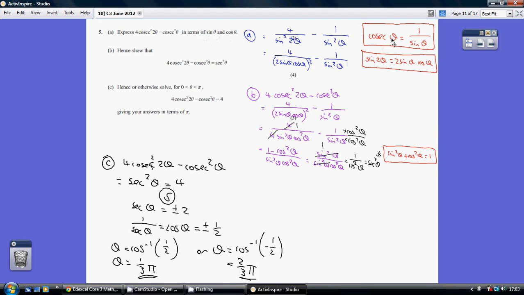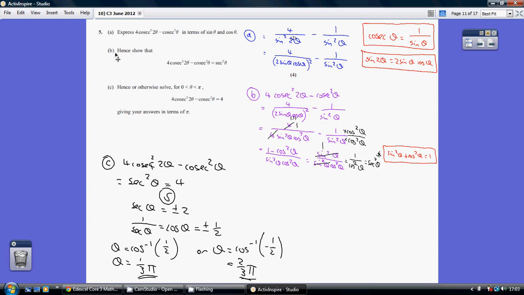So given this one, we can restate the question as being 4 over this minus 1 over this. We can then rewrite the denominator here, just focusing on the sin 2 theta. Well, because sin 2 theta is this, rather than this being squared, we can just have this being squared instead. So we've now got the question totally in terms of sin thetas and cos thetas, hence we're done for part A.